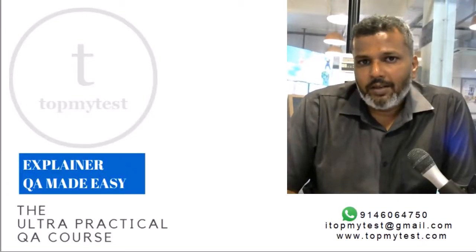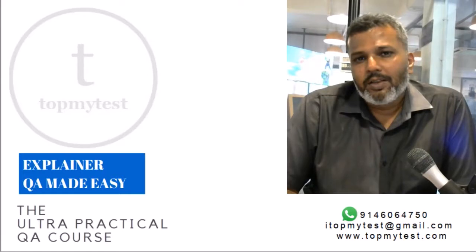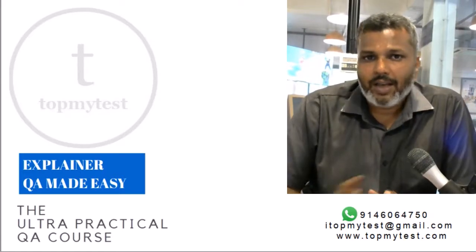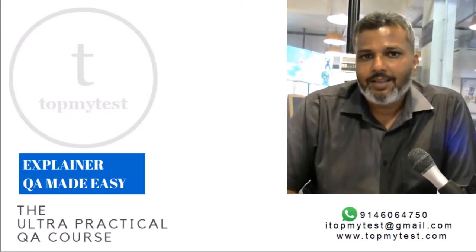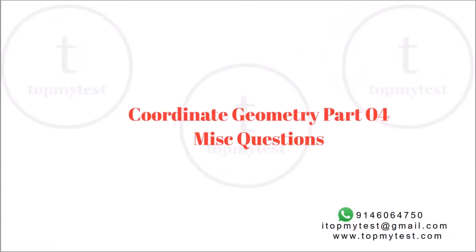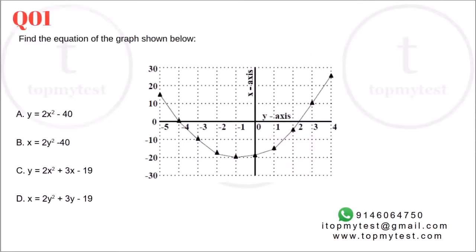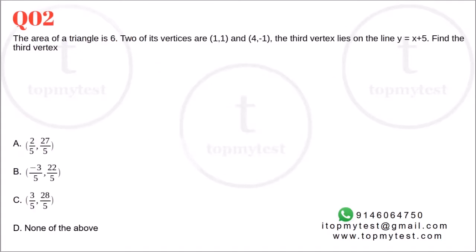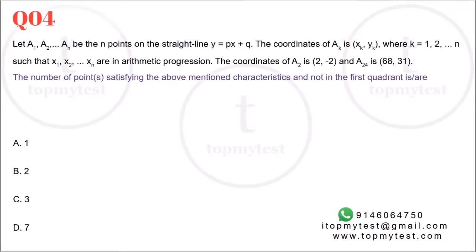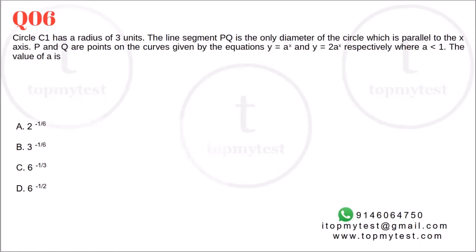Welcome to the Explainer series for Quant. Here we'll be using very simple concepts and applying them to CAT level problems and solving them as easily as possible. This is the concluding part of coordinate geometry. Here we'll be looking at miscellaneous and complex questions which came up in past CAT, XAT, IFT papers.